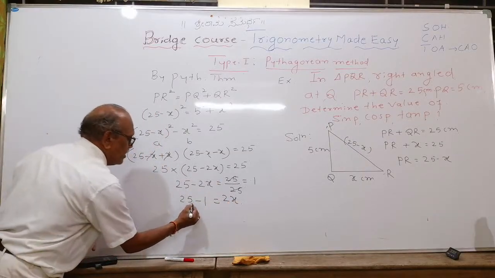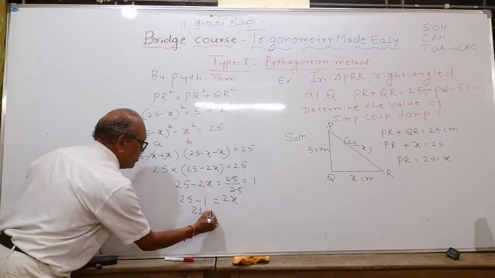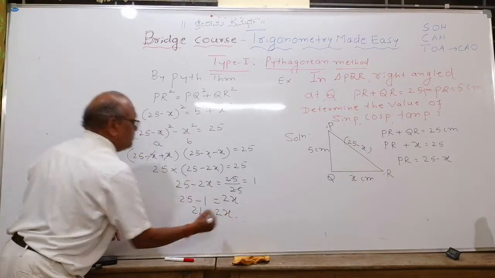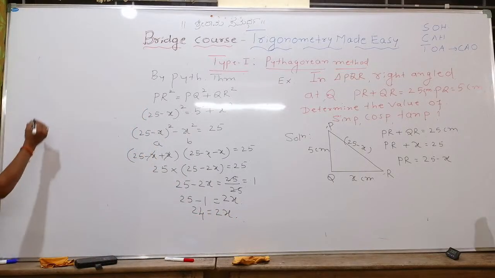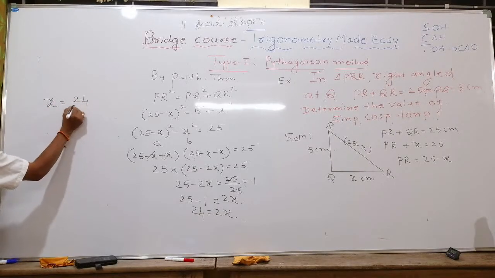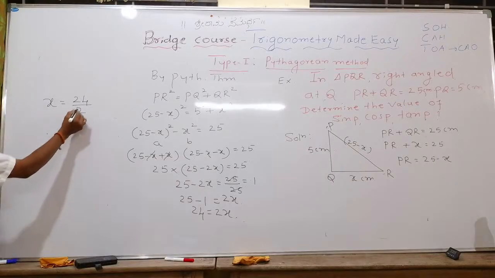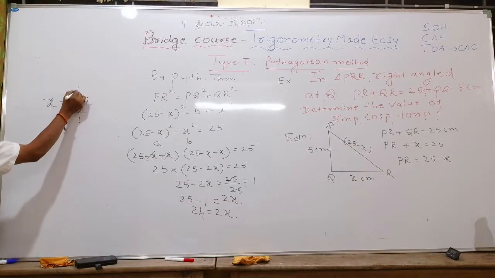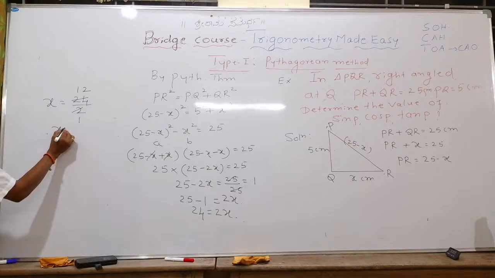I hope you got it. 25 minus 1 becomes 24, which is equal to 2X. Now you can take 2 to the left, then you get X is equal to 24 upon 2. Cancel, 2 ones are 2, 2 twelves are 24. Thus you got X is equal to 12.